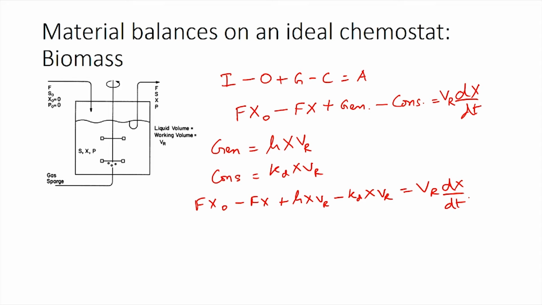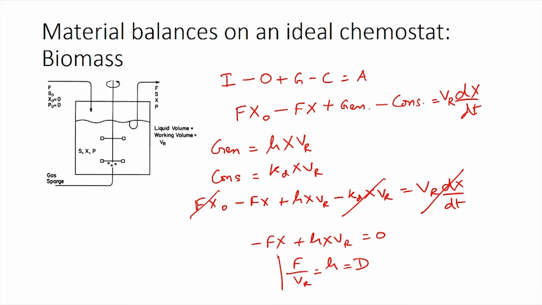And when we consider a steady state operation, the accumulation term will go to 0, and if we do not have any endogenous reactions or cell death, your Kd will also go to 0. If you have a sterile feed, this x naught goes to 0, giving you an equation which is minus Fx plus mu x Vr equals 0. From here we get F by Vr equals mu. This is also equal to D, the dilution rate. We already know that F by Vr is the dilution rate. So, what we have here is that by altering the volumetric flow rate to the system, we can alter the specific growth rate of the cells. This makes the chemostat a very useful tool for performing biochemical reactions.